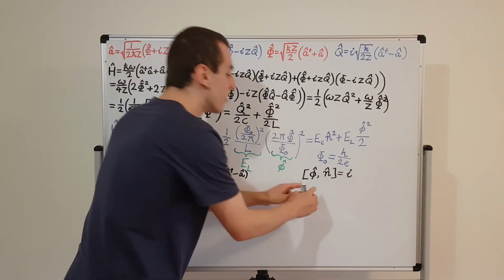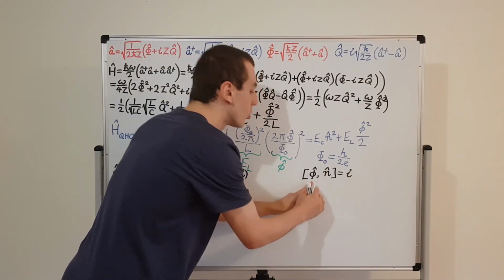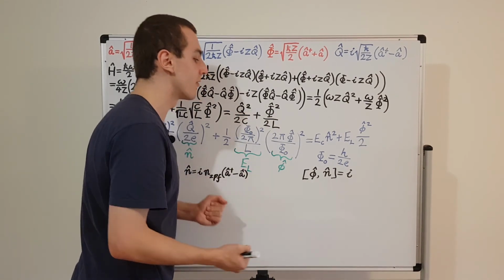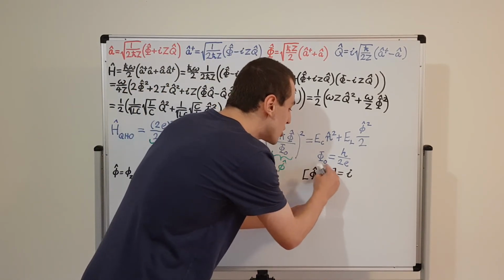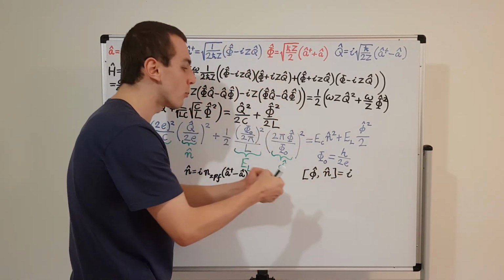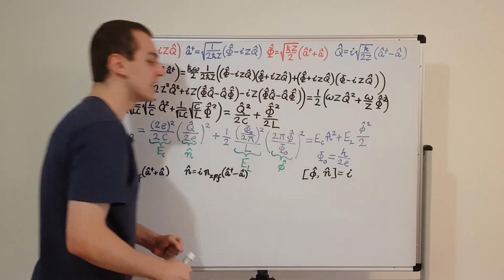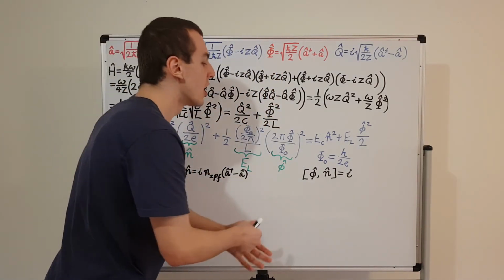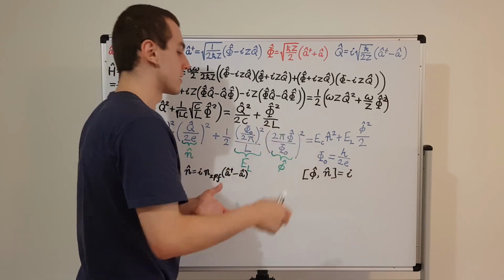Just remember that this is lowercase phi. We can call it the phase, or the superconducting phase. And this is a dimensionless quantity. It's a dimensionless operator that is associated with the charge. It tells us how many quanta of charge are there in this circuit.